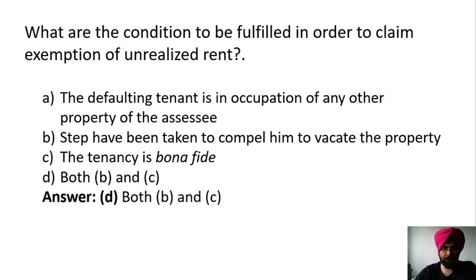Here the correct answer is D, that is both B and C. Defaulting tenant should not be in the occupation of any other property of the assessee. Only then unrealized rent can be deducted. Second one is that steps should have been taken to compel the tenant to vacate the property. So you should have filed a case in a court so that unrealized rent can be deducted, and you are not required to pay income tax on the unrealized rent. If you have not taken these steps, then you will be required to pay income tax.